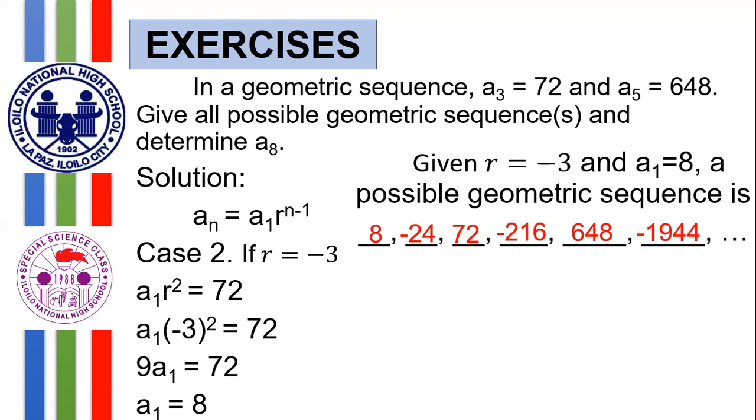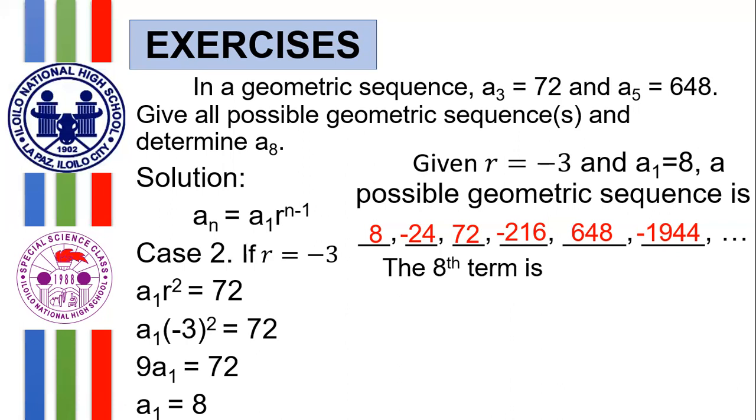1,944, and so on. And if you could see again, the third term is indeed 72, and the fifth term is indeed 648. So in either case, whether your r is positive or negative, you see that they both satisfy the given conditions that the third and fifth terms are 72 and 648 respectively. But we are not yet done. We still need to look for the value of the eighth term.